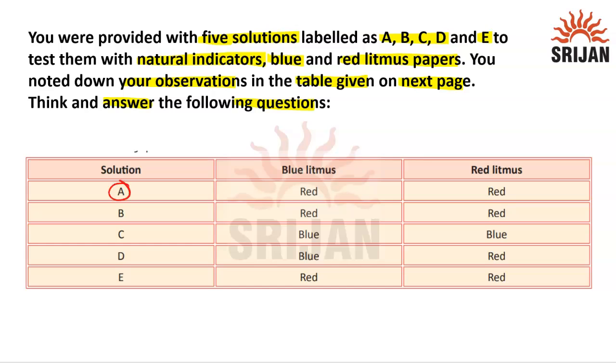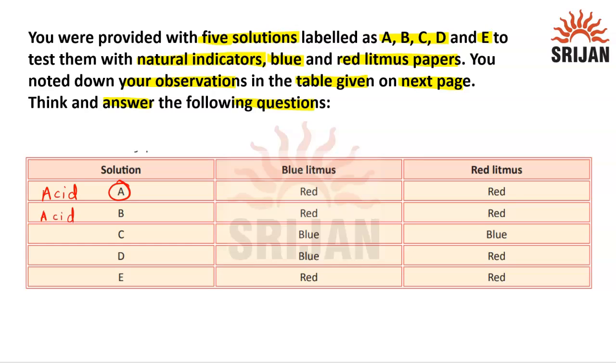This is the solution A, which is converting blue litmus into red. Means this solution has to be acidic. Here you will see that it doesn't show any change in color with red litmus paper. Means it is simply acidic. Again, B is converting blue litmus into red and red litmus into red. So it is also going to be an acid.